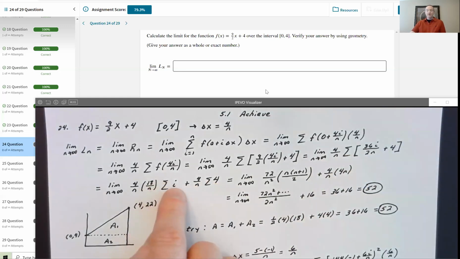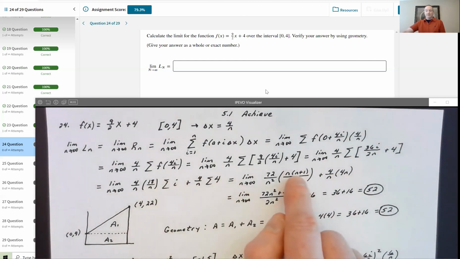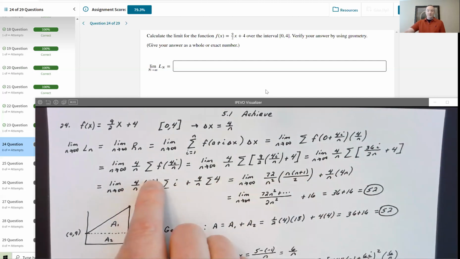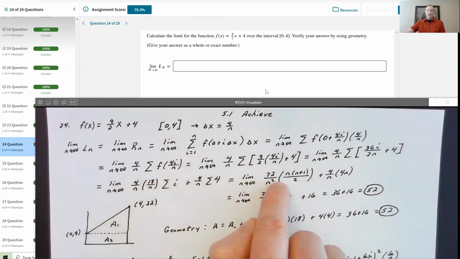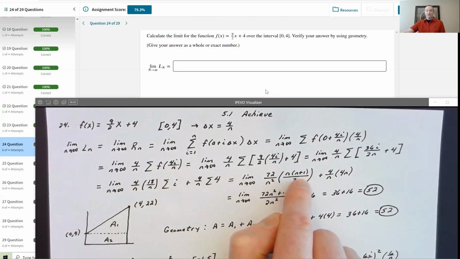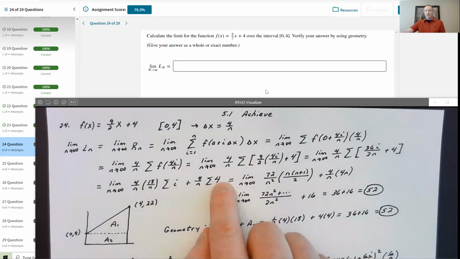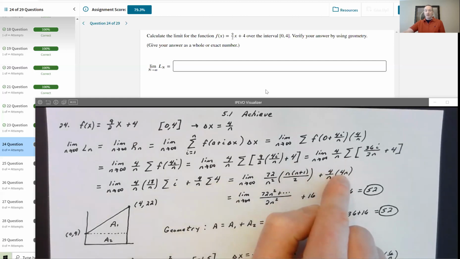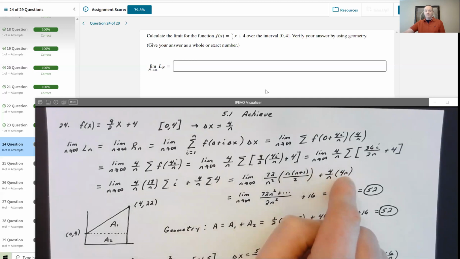Now, in that first one, we know by formula, the sum of the first n terms, 1 plus 2 plus 3 plus 4, that's what the summation of i is going to give you there. It's just equal to n times n plus 1 over 2. So I can say, okay, my first one is going to give me 4 times 18 over n squared, 72 over n squared times that summation formula. My second sum, that's the summation of 4. You're adding 4 to itself n times. That's where the 4n comes from. So I have 4 over n times 4n.